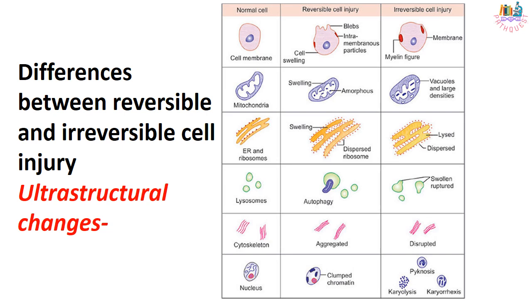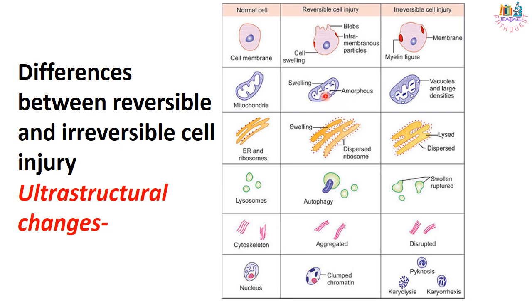Let's compare these ultrastructural changes in reversible and irreversible cell injury. So in reversible cell injury, in the membrane there are just blebs and intramembranous particles, whereas in irreversible cell injury there are defects in the cell membrane and formation of myelin figures. In reversible cell injury there is cellular swelling, whereas in irreversible cell injury sometimes shrinkage of the cell can occur. In mitochondria, both in reversible and irreversible cell injury, mitochondria are swollen.